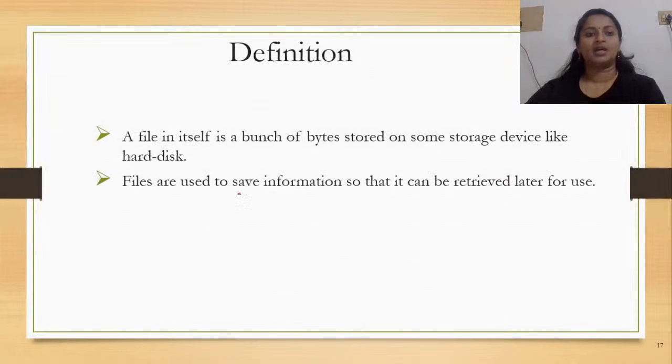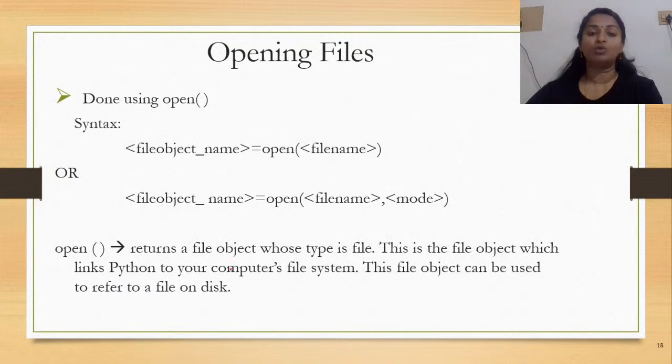Now the definition says a file is itself a bunch of bytes which is stored on some storage device like the hard disk, which is the secondary storage. The secondary storage enables permanent storage as well as a means of storing bulk information. Now, files are used to save information so that it can be retrieved later for use. Now why this is saved is so that it can be retrieved later on for use. Okay. Now we also learned how to open files for performing the operation.